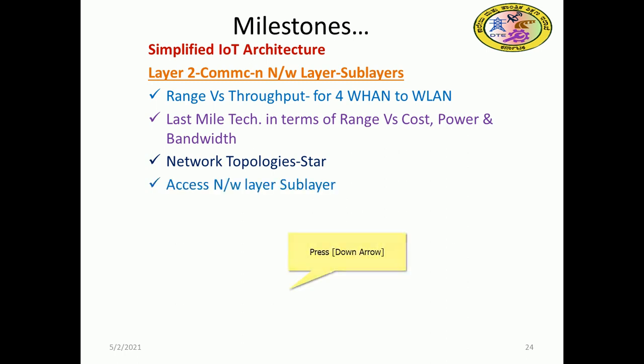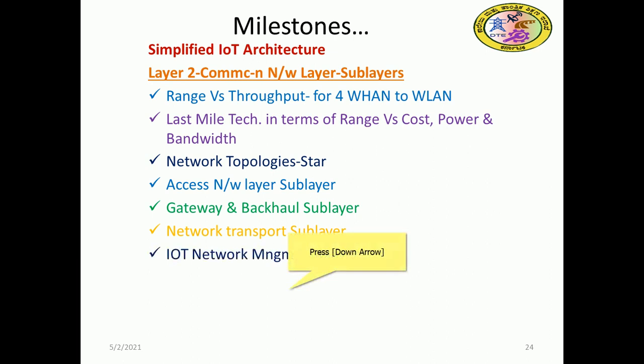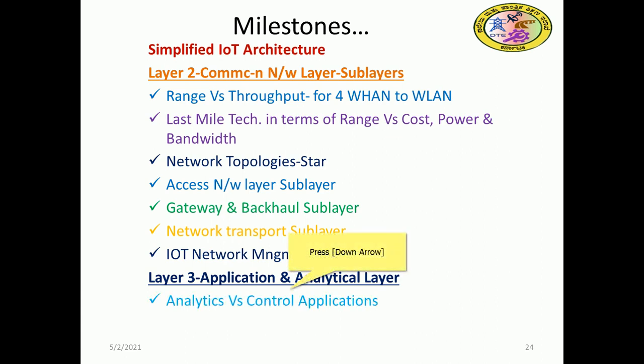Access network layer we have seen: gateway and backhaul sublayer, network transport sublayer, and IoT network management sublayer. Layer 3 of this simplified IoT architecture is the application and analytics layer. There we observed analytics versus control applications, data versus network analytics, and data analytics versus business benefits.